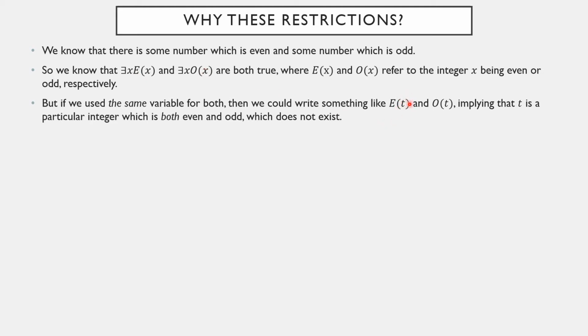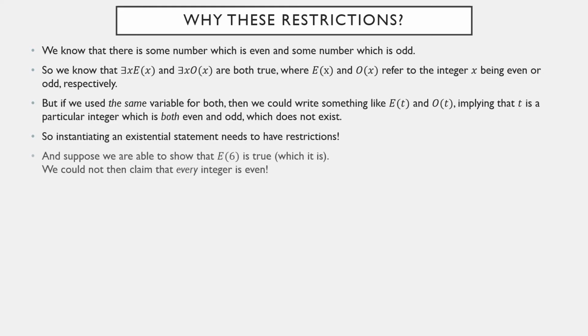At this point in our discussion, t is a variable that has never been used. So if there exists a number which is even, we can give it a name. Let's call it t. But now that t is a variable that has been used, I can't use it for this statement here because it's already a special variable. It's the one thing that we know happens to be even, so I can't use it for another existential statement. So instantiating existential statements needs to have that sort of restriction.